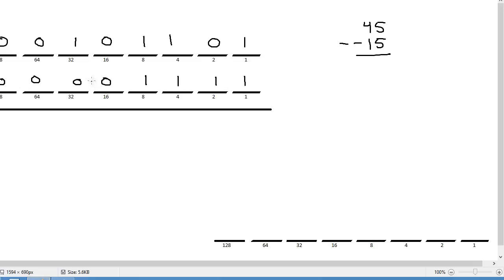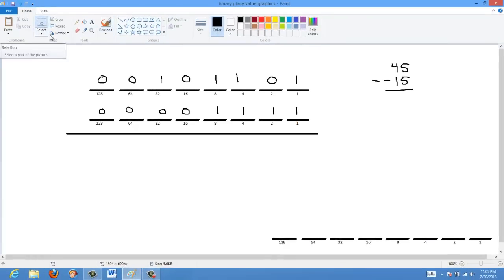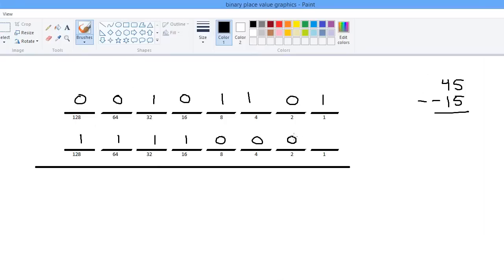Now the ones complement method just basically says for negative numbers, what we do is we reverse all the values. So zeros become ones and ones become zeros. So instead of four zeros followed by four ones, it is four ones followed by four zeros. Now it's important to remember that this number is not actually negative 15. This is the ones complement of negative 15, so it's a representation of negative 15. But if you tried to add these up, of course it's not going to come to negative 15.